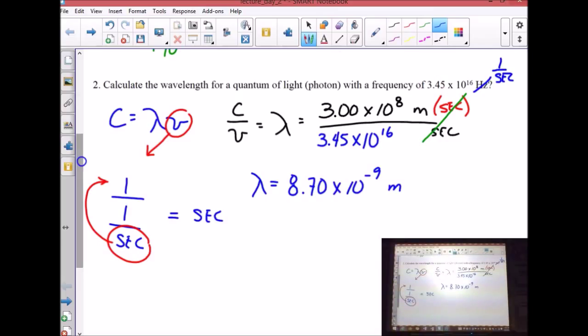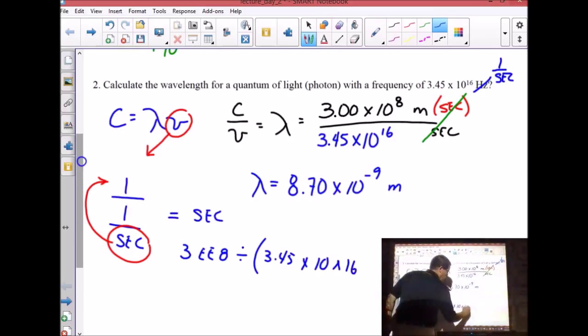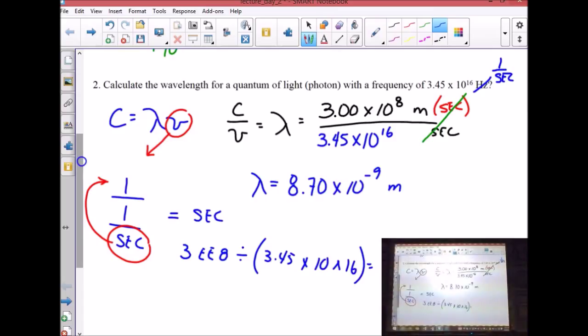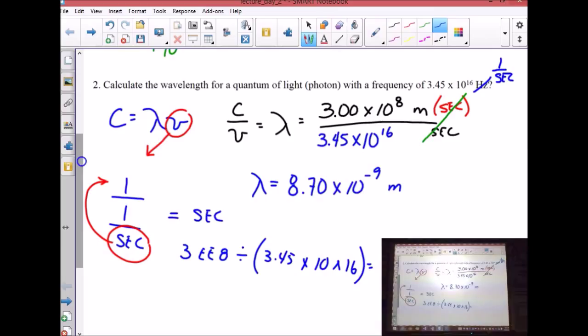Okay, so make sure you type it in. So we'll go 3EE8 divided by, use your parentheses, and however you put it in. So like I do 3.45, but if you do times 10, you do times 10, caret 16, close that parentheses, and I'll bet you you'll get what I got. And think about it. You're doing 8 divided by a positive 16. So it's like 8 minus 16 when you do the division there.